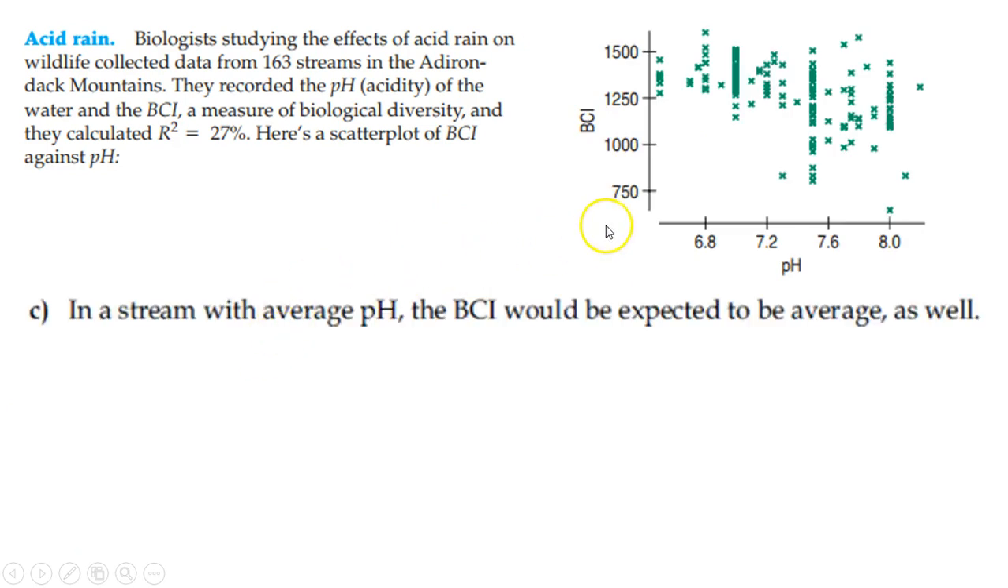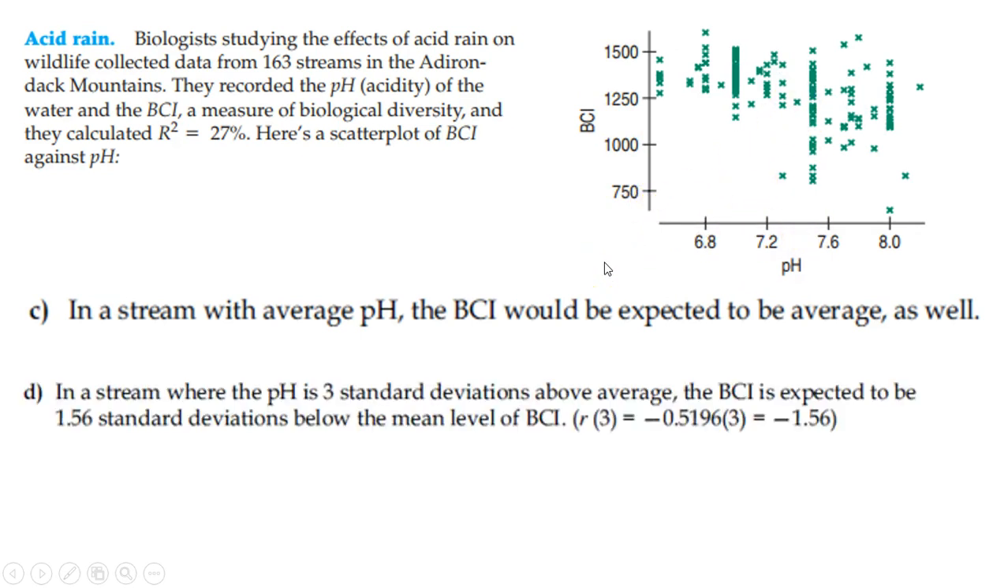So in a stream with an average pH, the BCI would be expected to be average as well, right? I mean, that's just a given. If that's average, that's then predicted to be average. It's no trickier than that, right? Whatever the average one is here is probably the average one there as well.